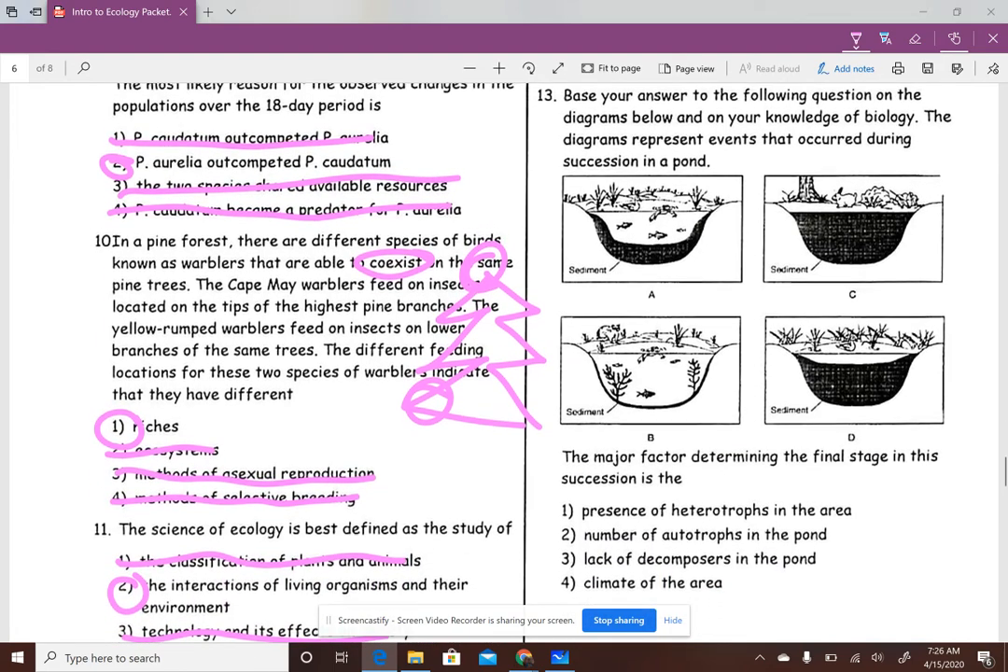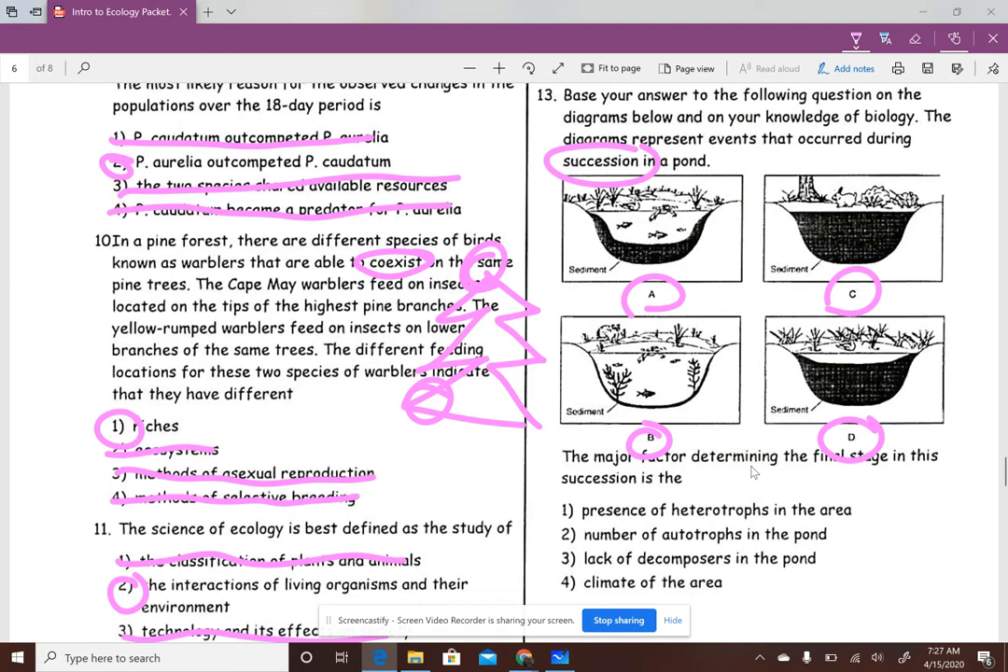For number 13, base your answer to the following question on the diagrams below and your knowledge of biology. The diagram represents events that occurred during succession in a pond. So succession, we know that we're changing the land or changing what is growing there over time. And you can see that it definitely does change. We have A, B, C, D. So it was a pond over at A. At C, it looks like it was completely forest. And then D, it looks like it's sort of going back to a little bit of a pond.